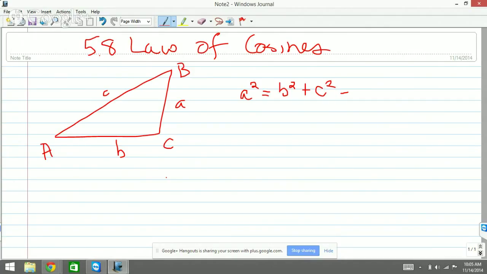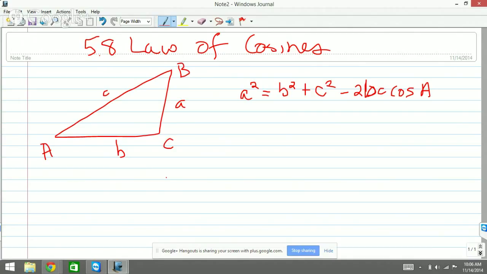That look familiar? Where have I seen that? The Pythagorean Theorem minus 2bc cosine A. It's kind of like the Pythagorean Theorem. It's not the Pythagorean Theorem. The 2bc are the side lengths. So all of these are the side lengths. Then you have the angle.